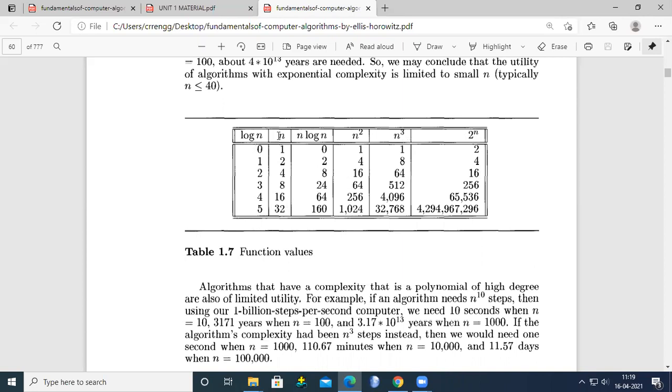So these are the functions we use when measuring the time complexity of algorithms: log n, n log n, n square, n cube, 2 power n. And we are comparing these functions' time complexity values based on the input size n. We are changing the input size n, and we are finding the values of time complexities of these functions.